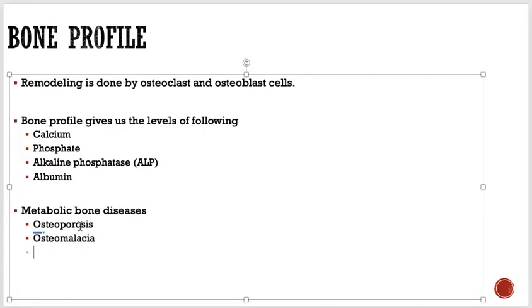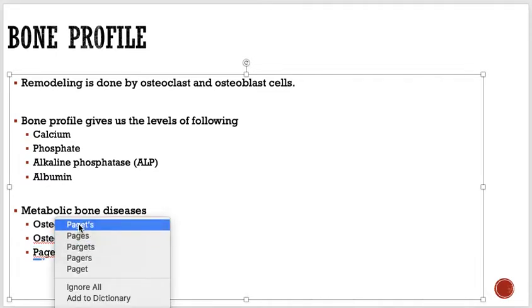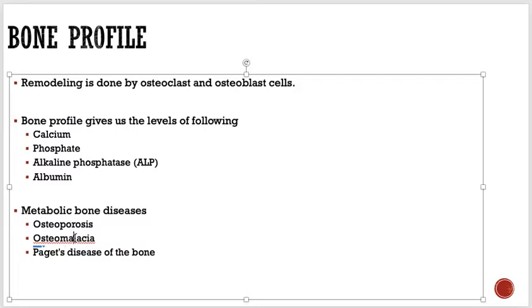So in osteoporosis the bone mass is reduced. Remember, this is the difference, right? And for example, there is one more condition called Paget's disease of the bone. Okay, so Paget's disease of the bone, it is also called osteitis deformans.